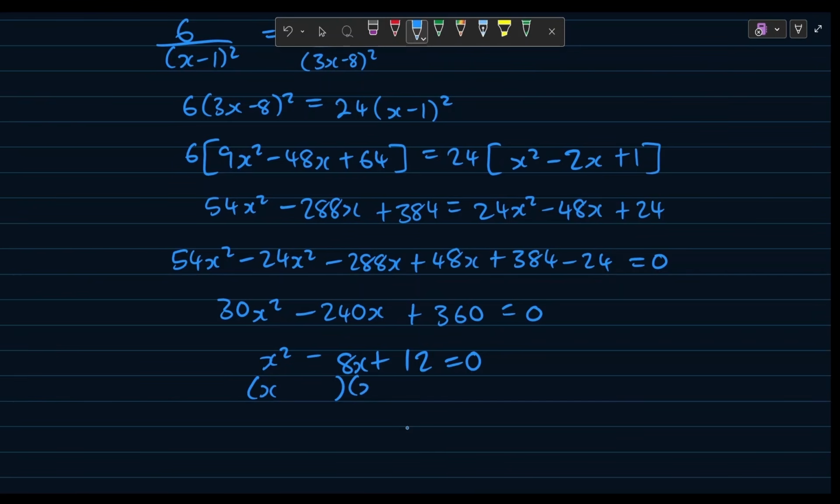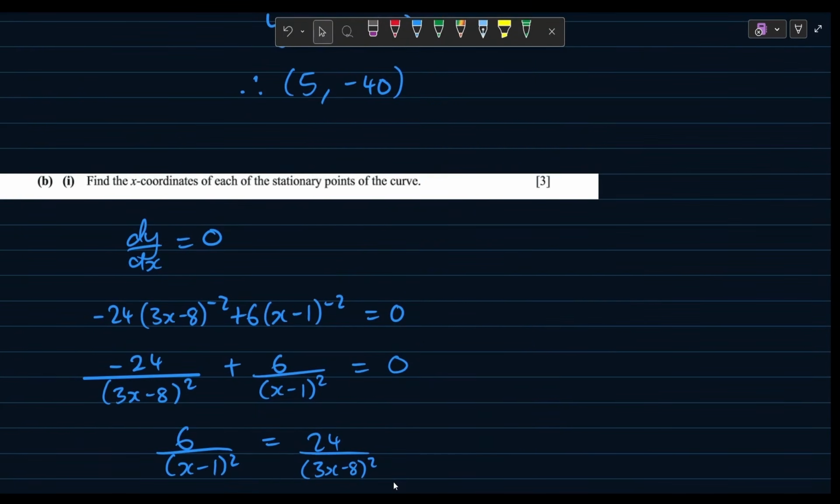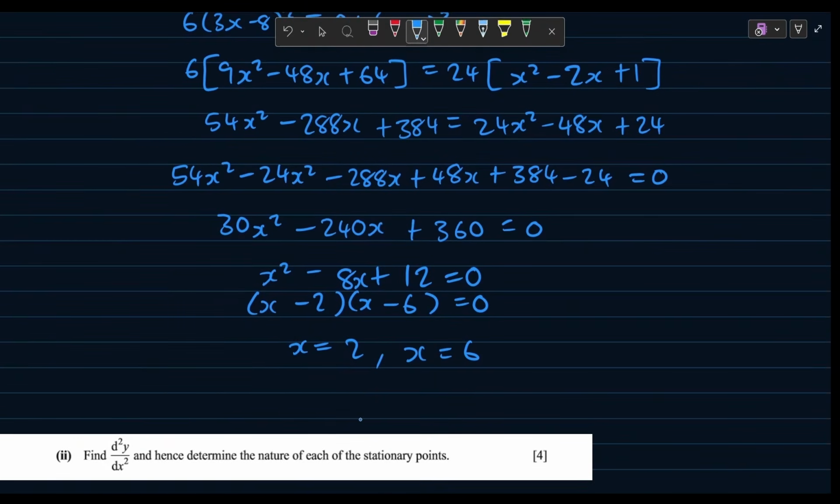So we want factors of 12 that add up to -8. So we can do -6 and -2. So we get that either x is 2 or x is 6. Okay, and those are the x coordinates of each of our stationary points. So that's going to be our final answer.